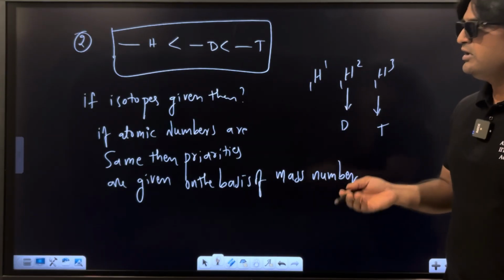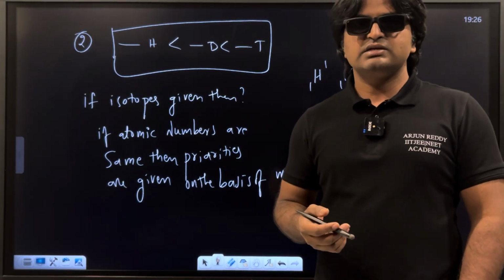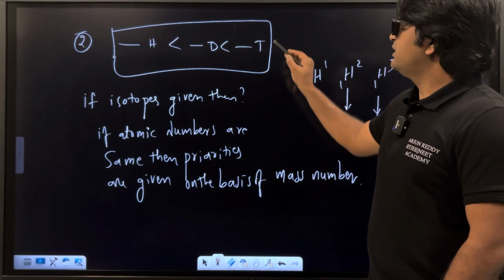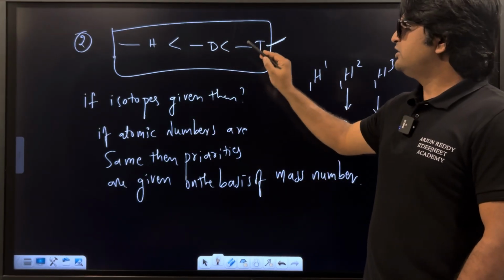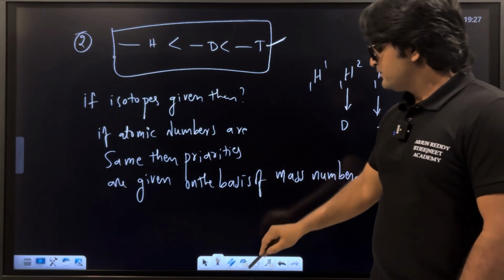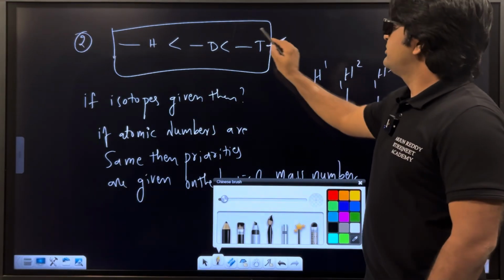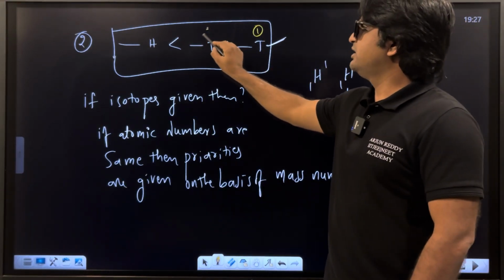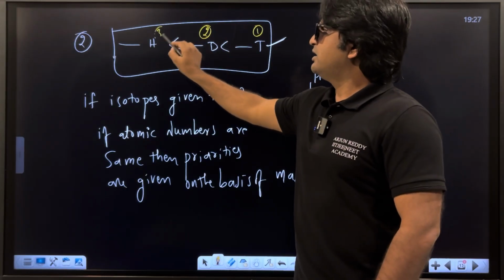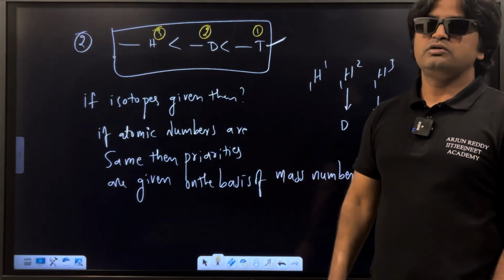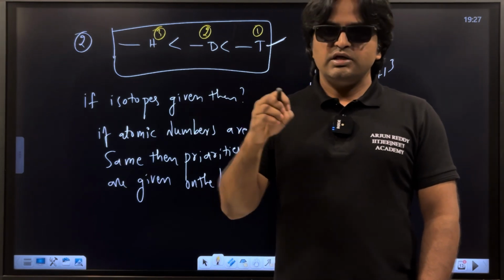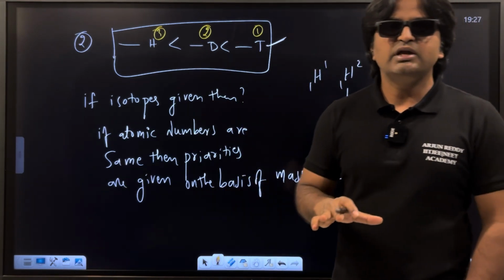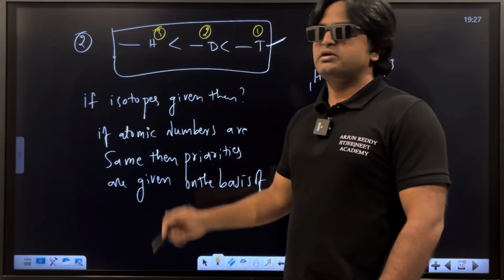If you are giving priorities on the basis of mass number, how do we give them? Higher mass number gets high priority. For example, hydrogen, deuterium and tritium: high priority is given to tritium as first priority, deuterium gets second priority, and hydrogen gets third priority. That is the way of giving priorities on the basis of mass number. If isotopes are given and the atomic number is the same, then do it like this.